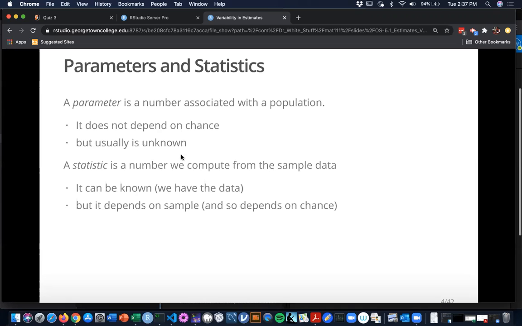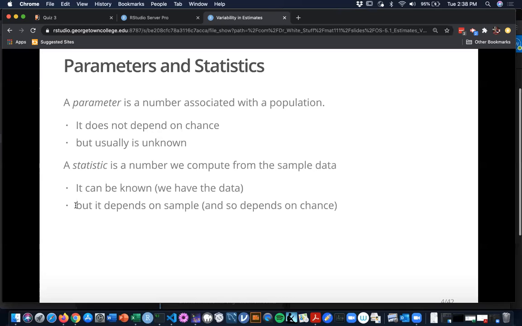When we take a sample, we know all the data in our sample, and so we can compute numbers from the sample data. Any number that you compute off of your sample data is called a statistic. That's why this subject is called statistics, because it examines the behavior of statistics. Now, a statistic is something that you'll know because you've got your data.